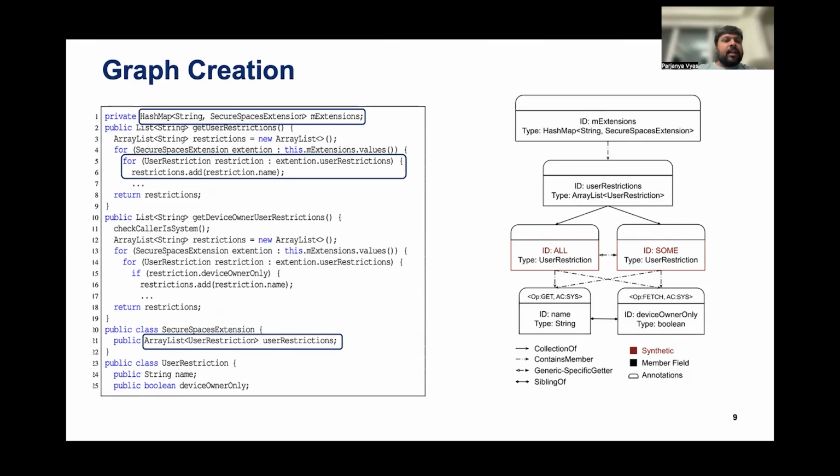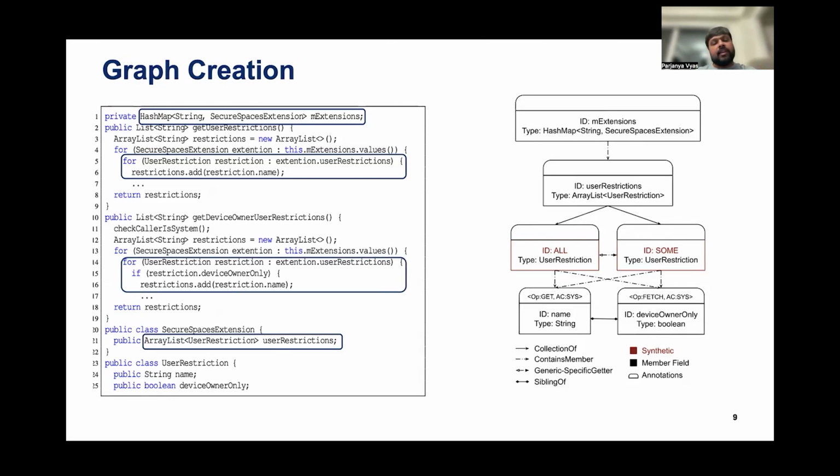Next, we see that the API get user restrictions is actually a getter API. And what it does is it operates on all members of the user restriction collection. So we create two synthetic nodes, all and some, which represent the granularity of the operation that is being performed on the user restrictions collection.